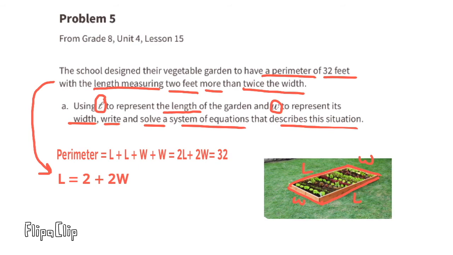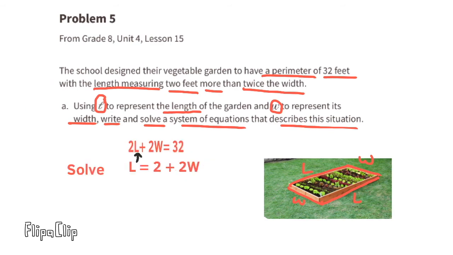So we know that the length equals 2 plus 2W. That means that we can substitute this L with 2 plus 2W. So we can rewrite this equation as 2 times (2 plus 2W) plus 2W equals 32. Next, use the distributive property. 2 times 2 is 4 plus 2 times 2W. Next, we can collect like terms. 4W plus 2W equals 6W.